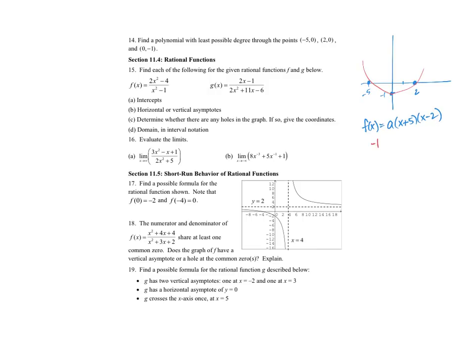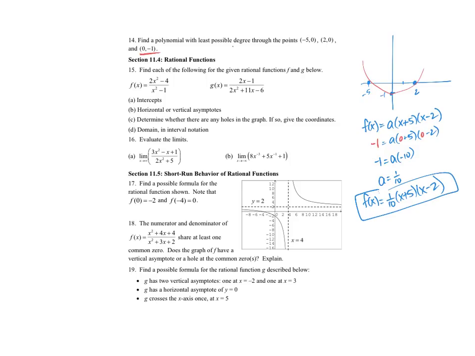So I'll plug in -1 here, and then I can plug in 0 here. Okay, and so I'm just plugging this point into my function. And so if I do that, I get -1 is equal to, and I multiply those together, a times -10. So I can divide that -10 over, and I get a is equal to 1/10. So my function f of x is equal to 1/10 (x + 5)(x - 2). And that is my answer to 14.